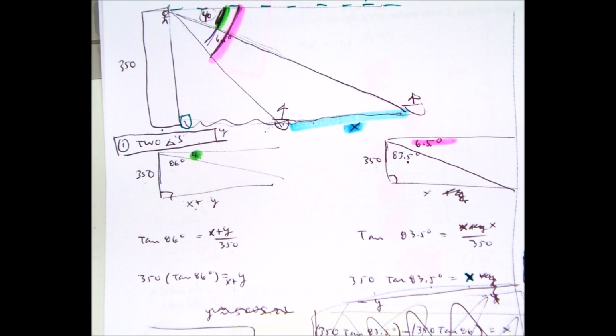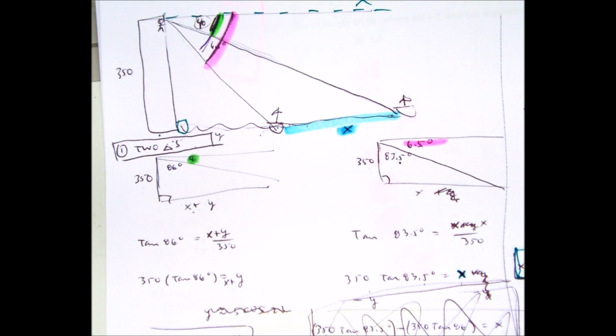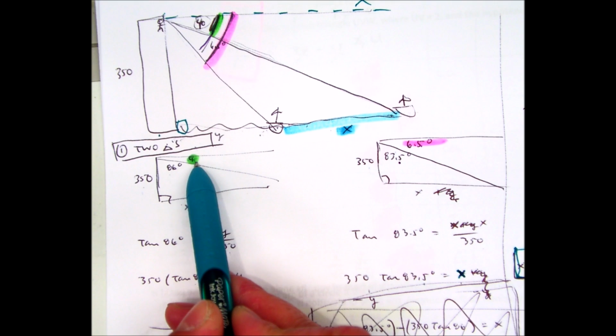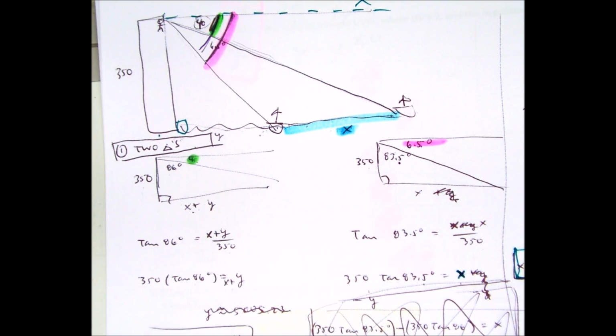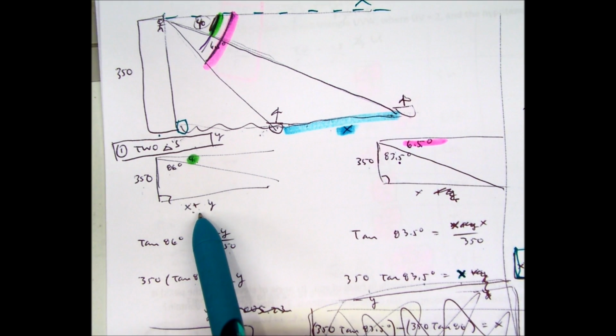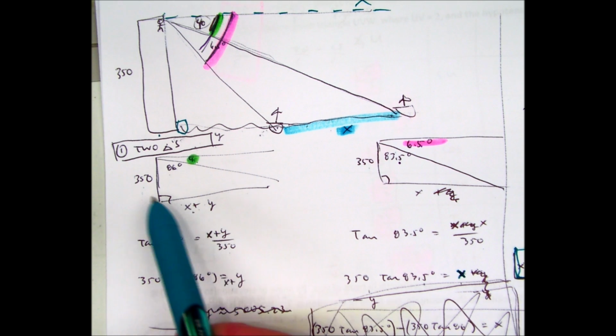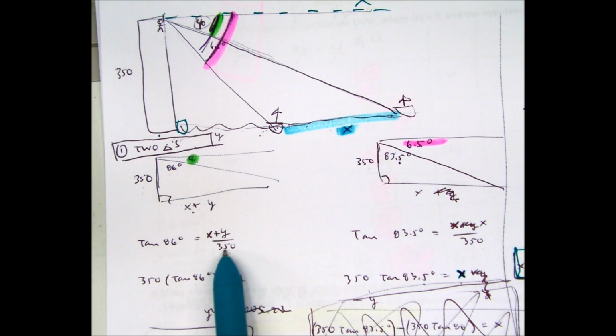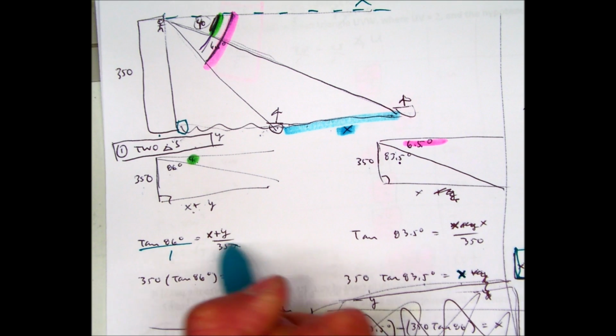Okay, the second triangle now is the one with green. Its complement is 86. The opposite is x plus y, and then the adjacent would be 350. You can cross multiply there.